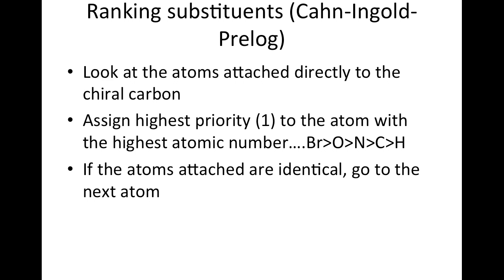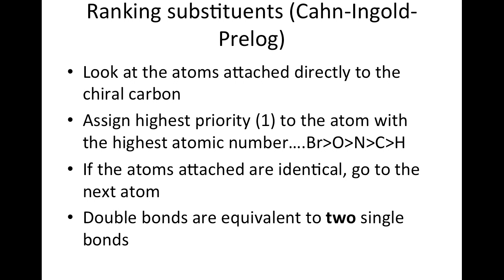Then, if the atoms attached directly to the chiral carbon are identical, for example, if there's 2 carbons, you go to the next atom. Double bonds are the equivalent to 2 single bonds. So, for example, a carbon-carbon-oxygen bond would be the equivalent of a carbon bonded to 2 oxygens. Next, you're going to assign priority.